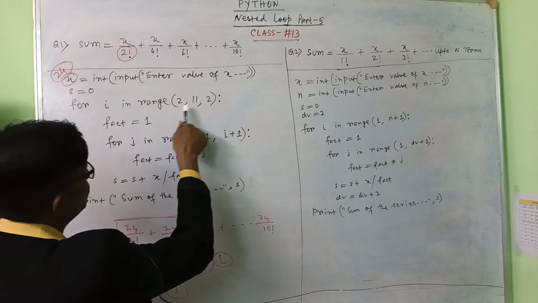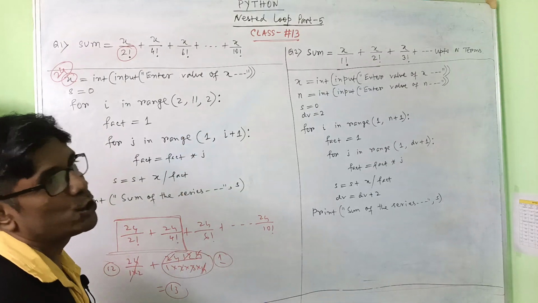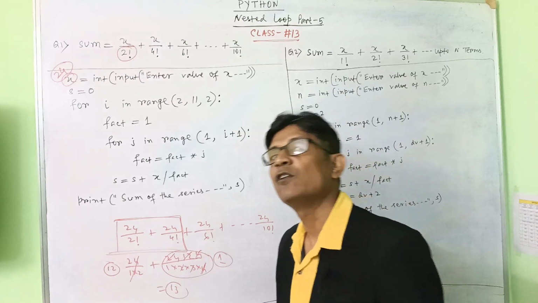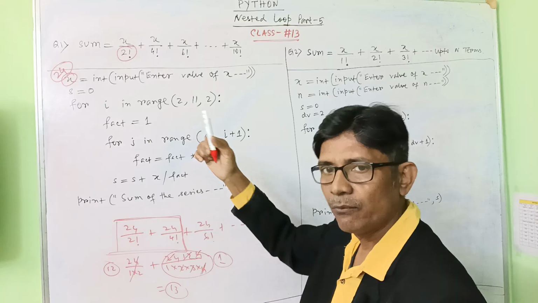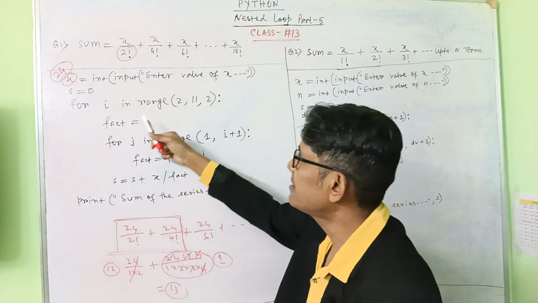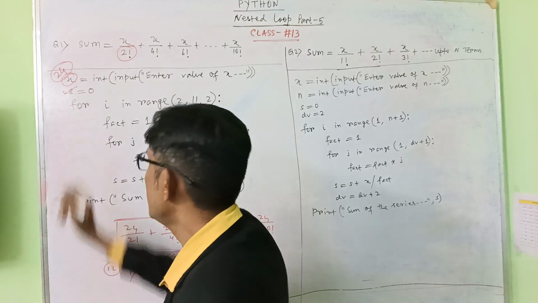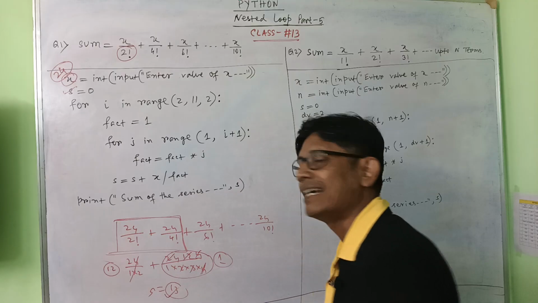But I have written here 2 to 11, which means it will stop at 10. You know the for loop in Python, I already explained the construction of the for loop in the first class. So S, the result, will come here. Where I'll keep the result, this complete result, S will hold that 13.